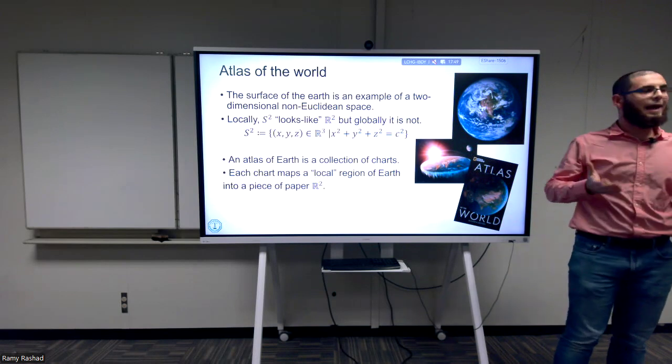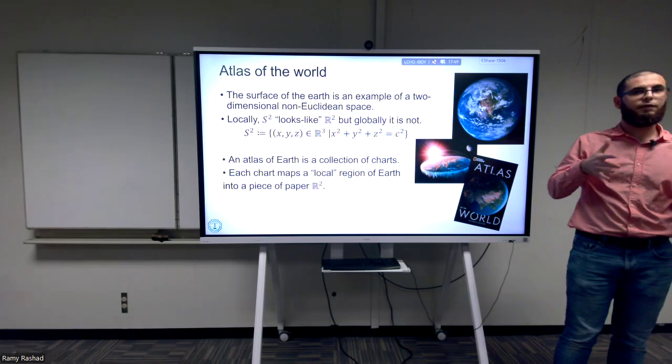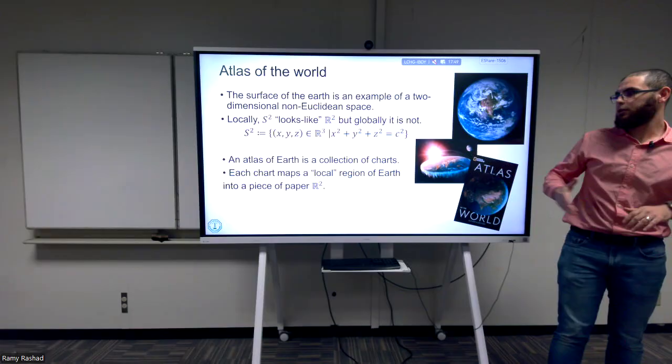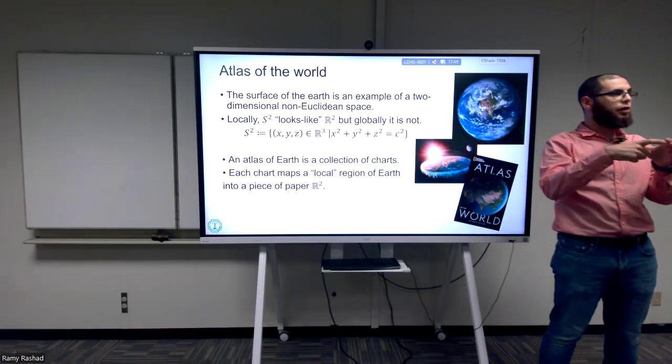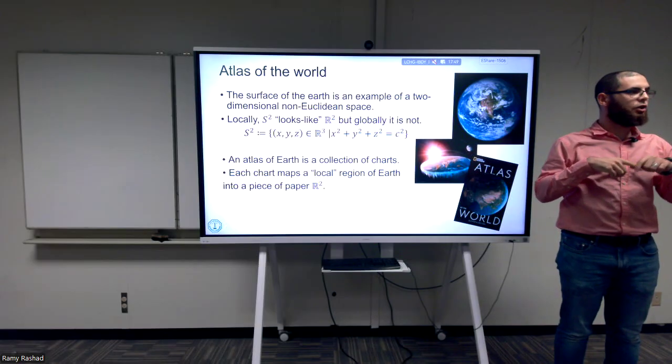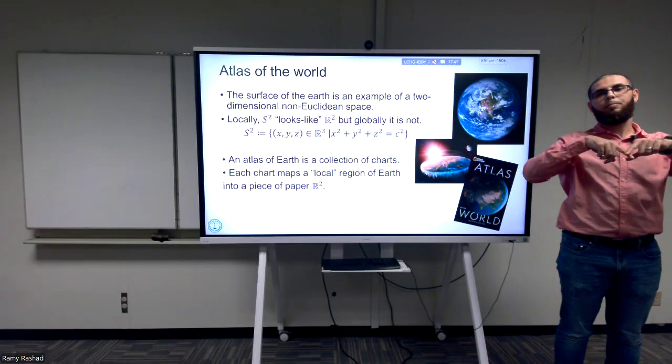If you open an atlas of Earth, what you're going to find inside is just a bunch of charts. Each chart maps a local region of Earth. There is no such thing as one chart for all of Earth. There's no such thing as one map for all of Earth.